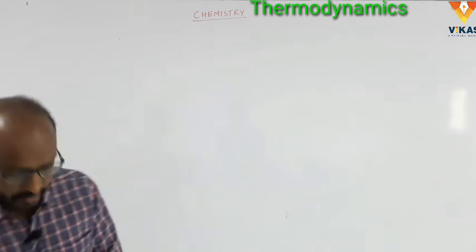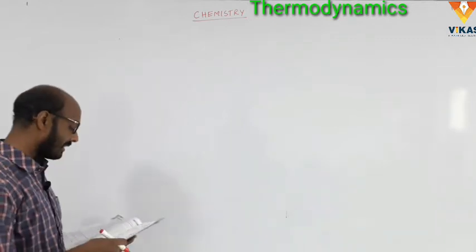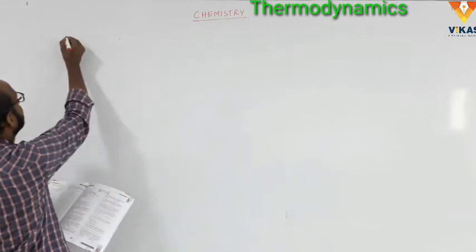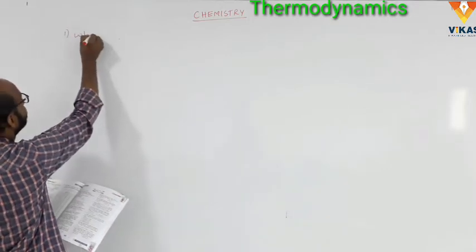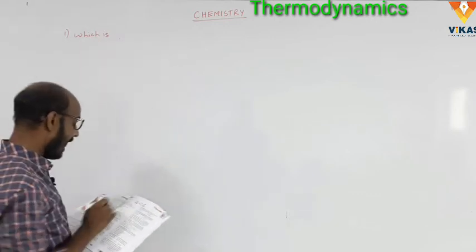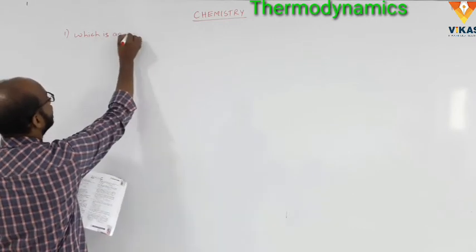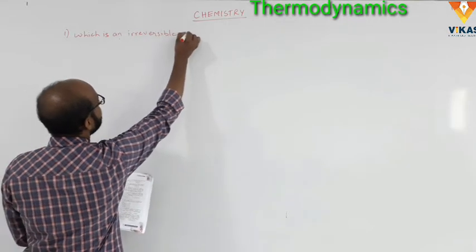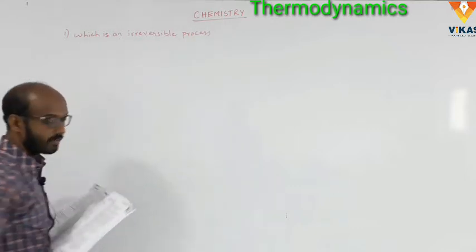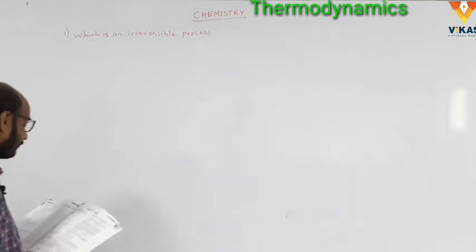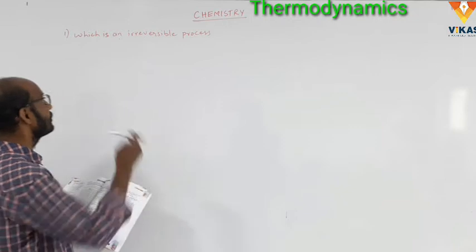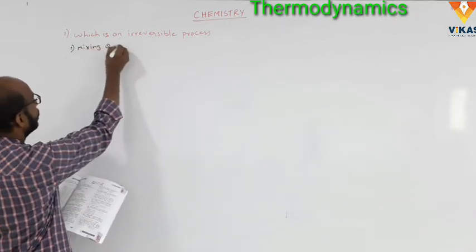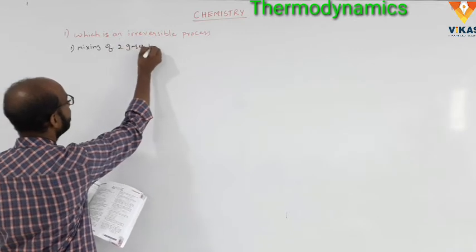In Volume 2 Chemistry, page number 173, classwork exercise 1: which is an irreversible process? Option 1, mixing of two gases by diffusion.